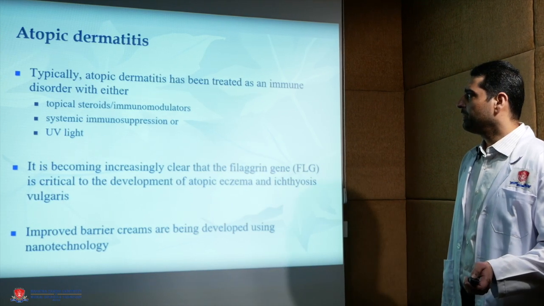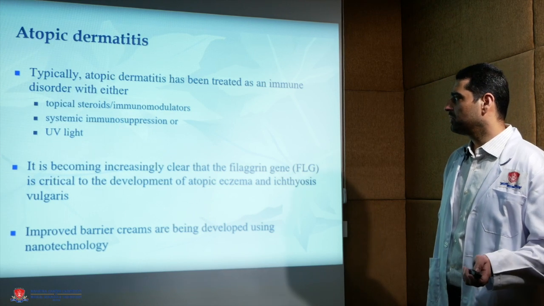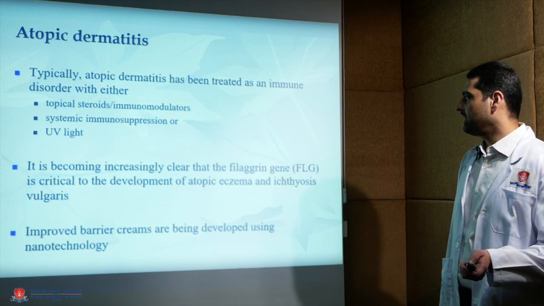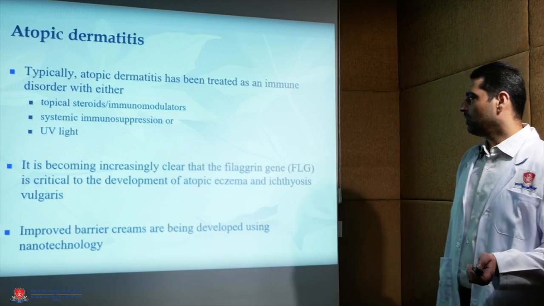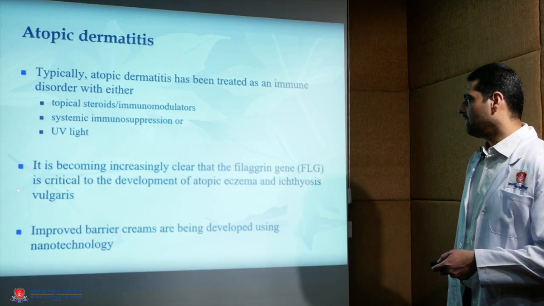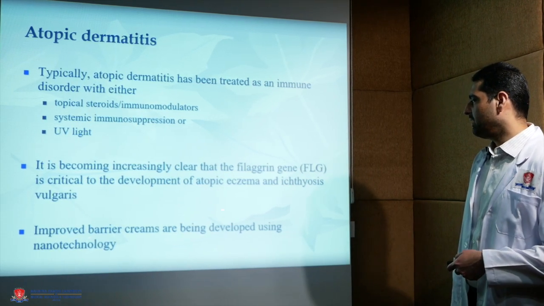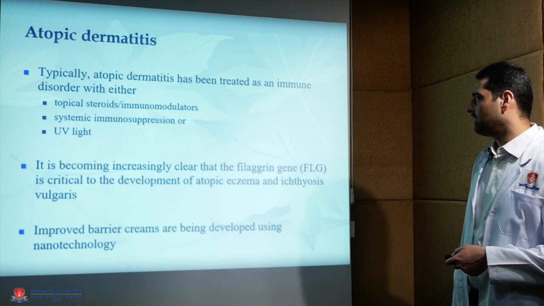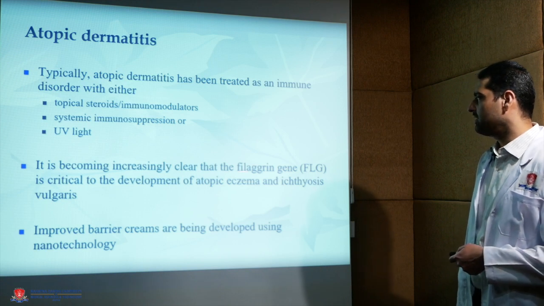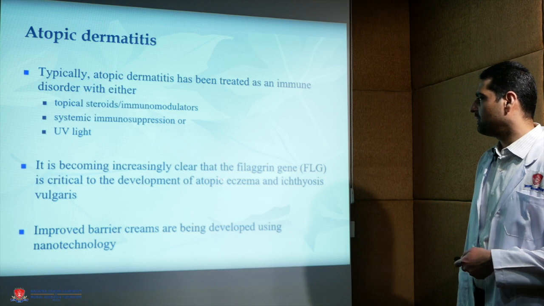Now, in case of atopic dermatitis or ichthyosis, as we all know, there is filaggrin gene deficiency. So nowadays barrier creams are being improved and developed with this technology, and it is becoming increasingly clear that the filaggrin gene is critical to the development of atopic eczema and ichthyosis.